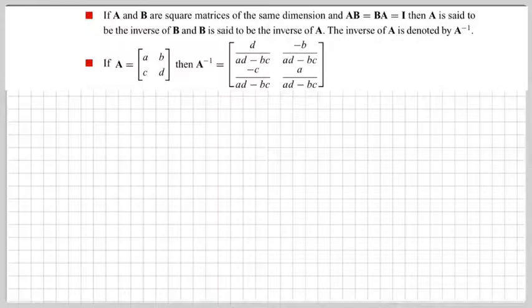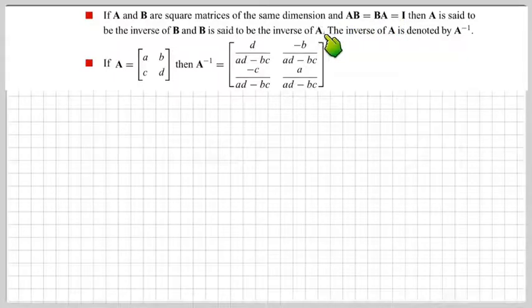Now, what have I got here for you? If A and B are square matrices of the same dimension, and A times B equals B times A equals I, well, then A is said to be the inverse of B. In other words, a matrix multiplied by its inverse gives you the identity matrix, guys. That's what you need to know. A matrix multiplied by its inverse gives you the identity matrix. That's what I want you to know, okay?